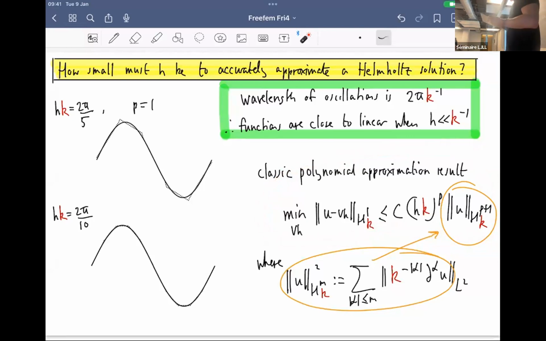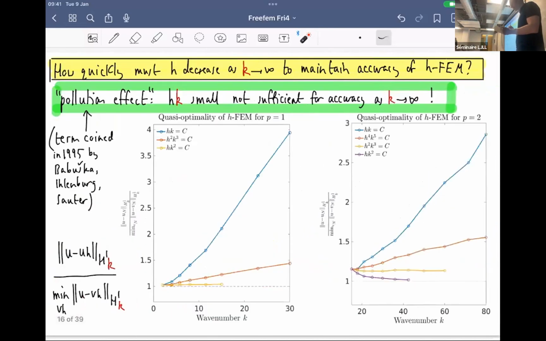And so you see I get this quantity (hk) to the p, and if hk is bounded, in this case less than 1, then I'm getting a uniform accuracy relative to the norm of u as k increases. So given this, you might think that for my finite element method, I just need to take hk to be some sufficiently small constant, right? A sufficient number of points per wavelength. That's the natural thing to think.